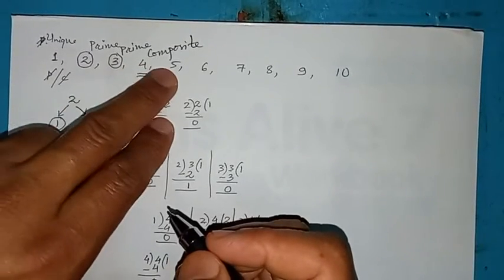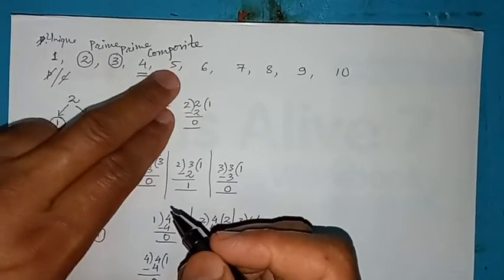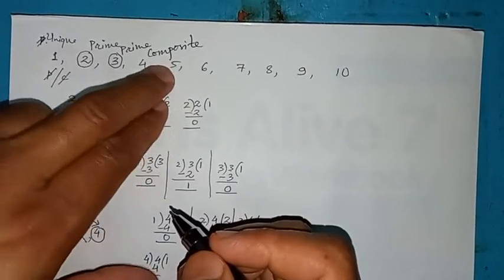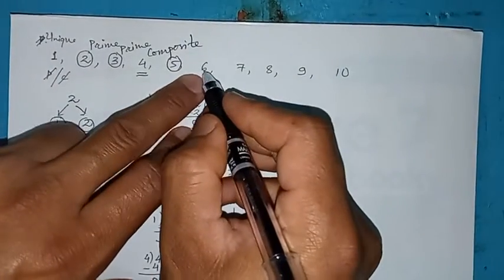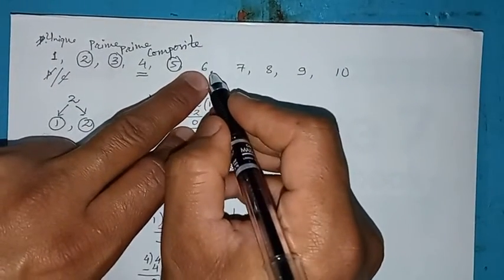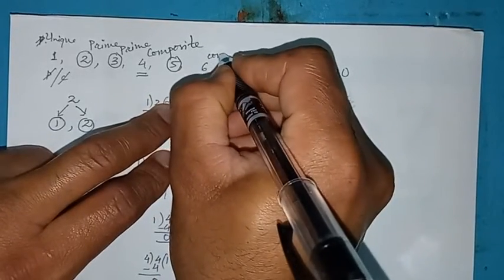In the last video I already explained to you that 5 is a prime number, because 5 you can divide only by two factors, 1 and itself, so 5 is a prime number. In the last video I also showed you that 6 has more than two factors, so 6 is a composite number.